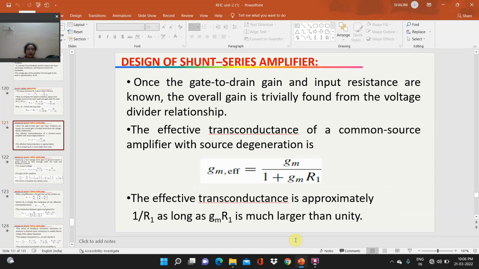Once the gate to drain gain and input resistance are known, the overall gain is trivially found from the voltage divider relationship. The effective transconductance of a common source amplifier with source degeneration is Gm,effective equal to Gm by (1 plus Gm times R1). The effective transconductance is approximately 1 by R1 as long as Gm times R1 is much larger than unity.